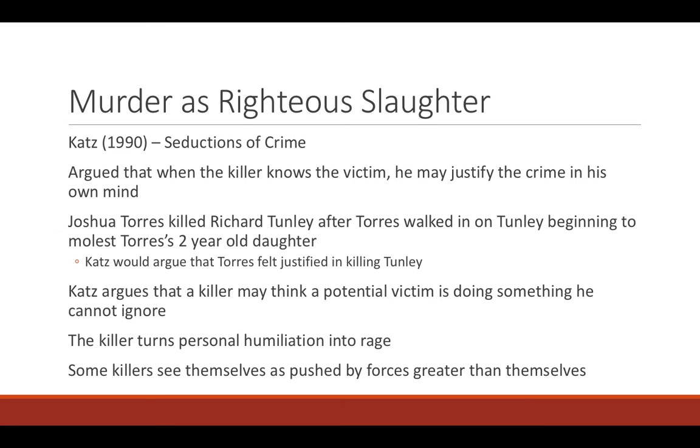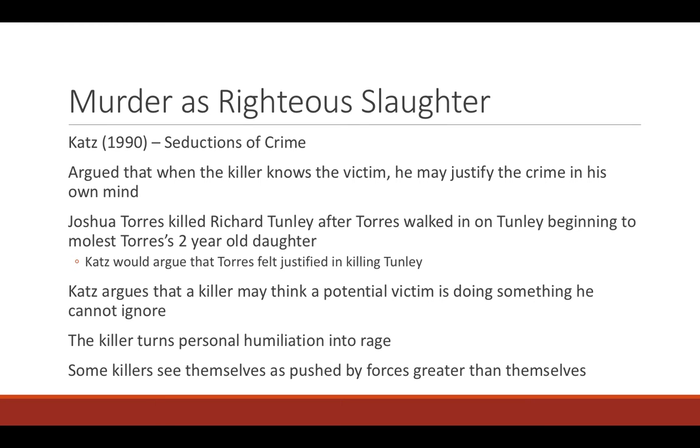Katz, in his book Seduction of Crime, talks about murder as righteous slaughter and argues that when killers know the victim, they may justify the crime in their own mind. So, for example, Joshua Torres killed Richard Tunley after Torres walked in on Tunley beginning to molest Torres' 2-year-old daughter. Katz would argue that Torres felt justified in killing Tunley.